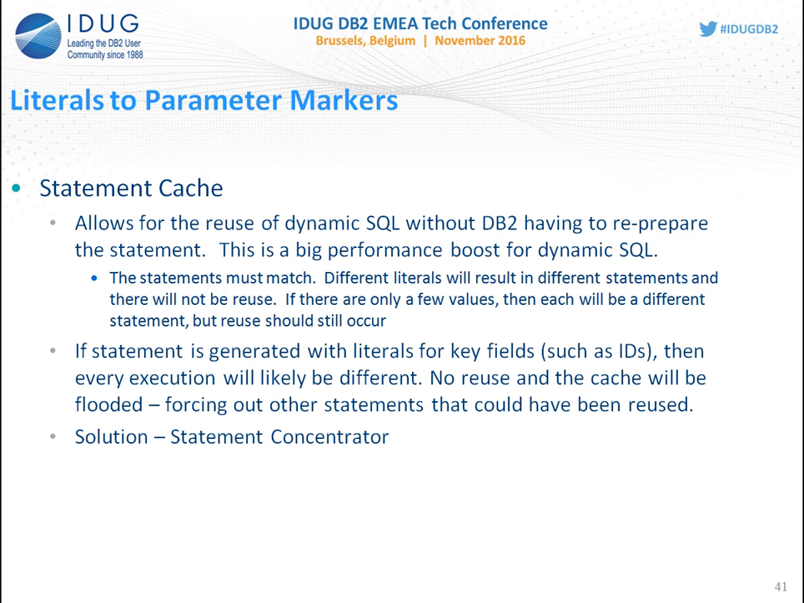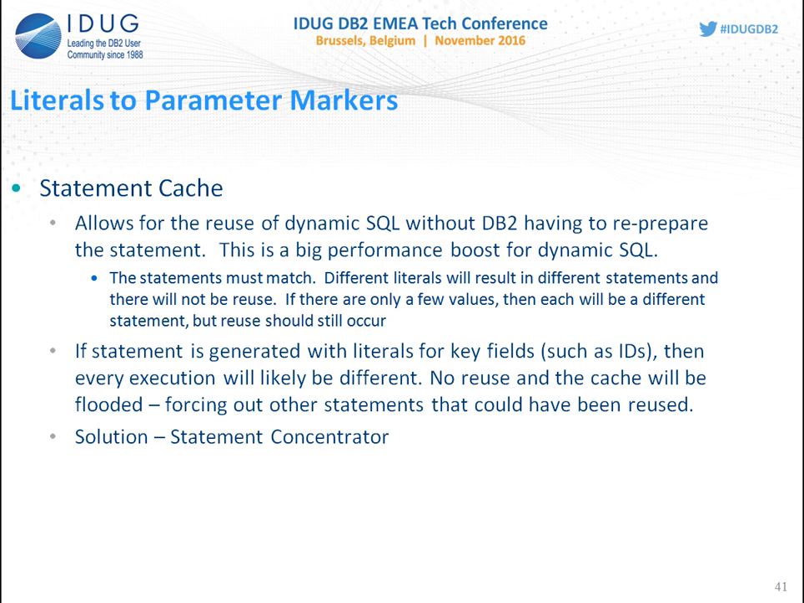In the statement cache, its main purpose is so that dynamic SQL doesn't have to re-prepare the same statement. But if you have literals for high cardinality columns like customer ID, person ID, every one of those statements is different. And DB2 has to do a full prepare for each one that's executed.